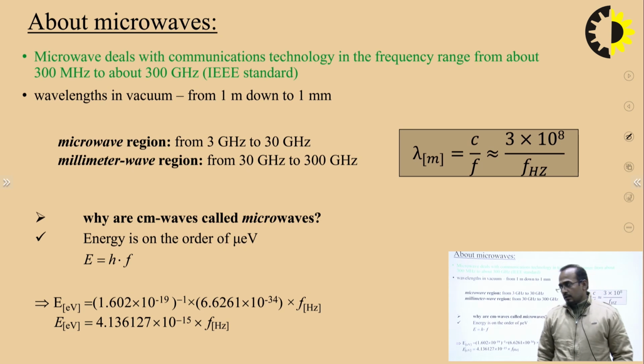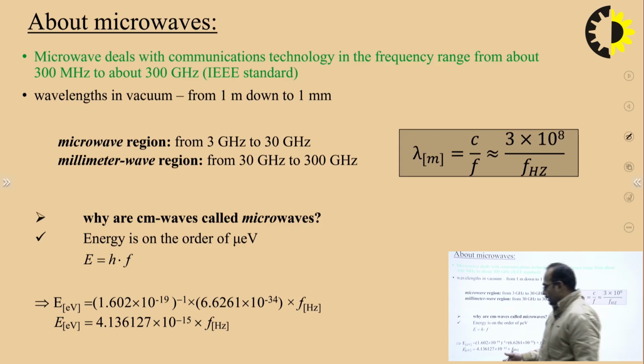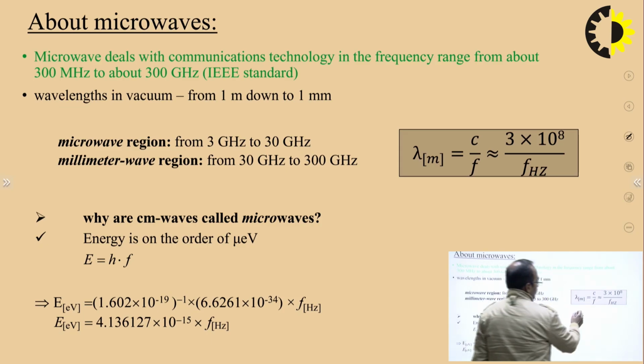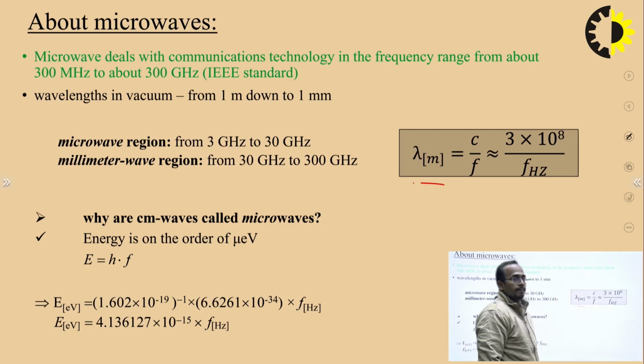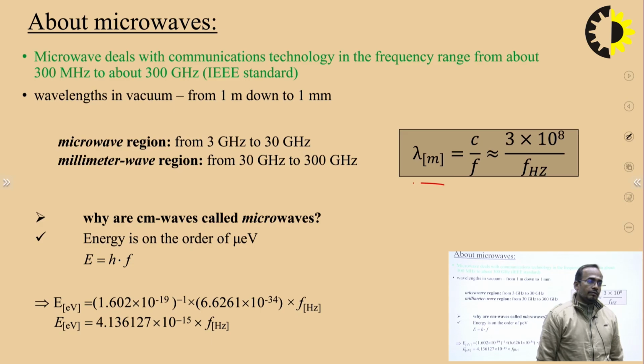The wavelength can be calculated using this formula: lambda is equal to c by f, where c is the velocity of light and it is 3 into 10 to the power 8 meter per second. So by using this formula we can calculate the wavelength of any wave.